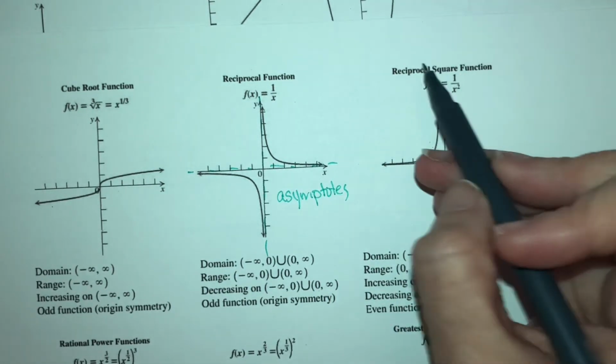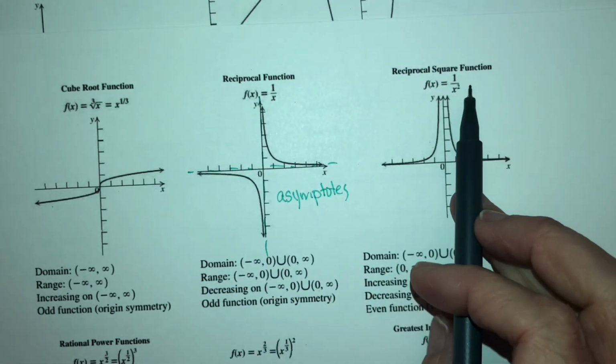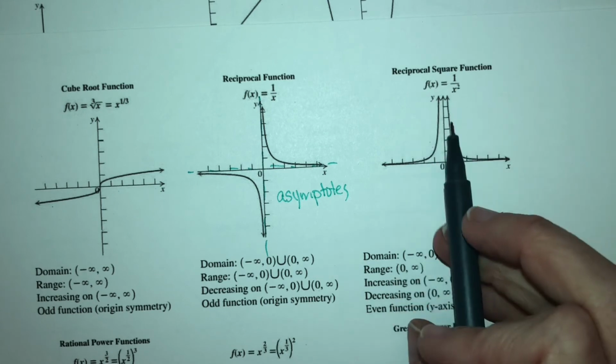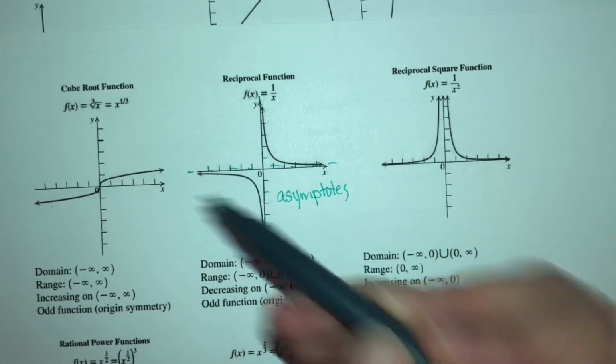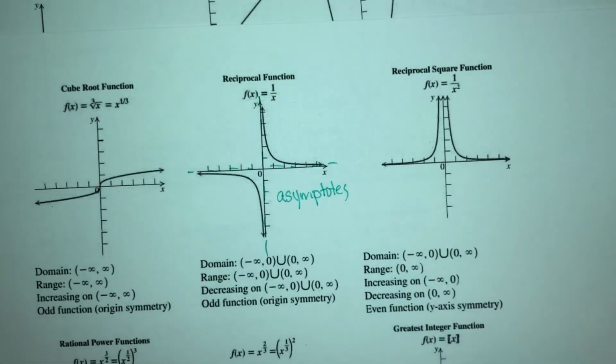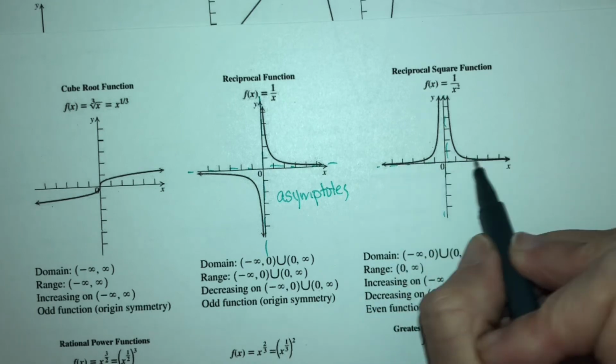Okay. The reciprocal square function, so instead of just x, we're going to have x squared. Now think about it. When we square something, it makes our answer positive. And it essentially took this and flipped it up that way. Okay? And again, we have the same asymptotes.